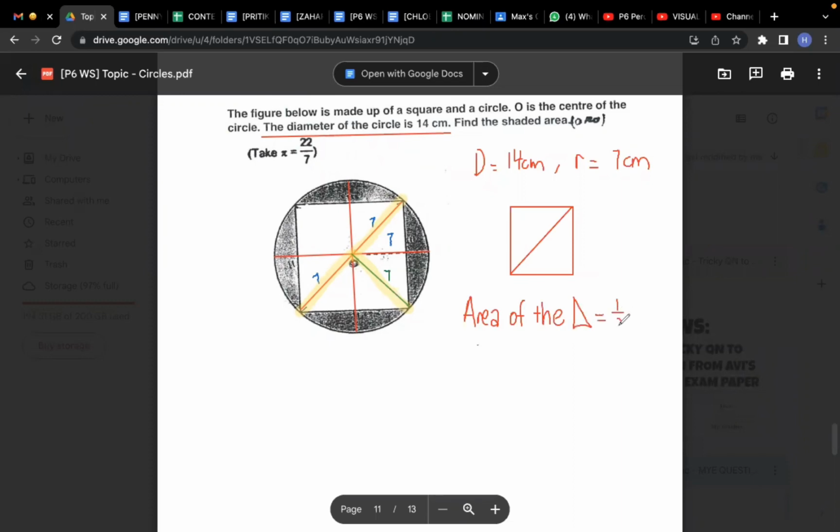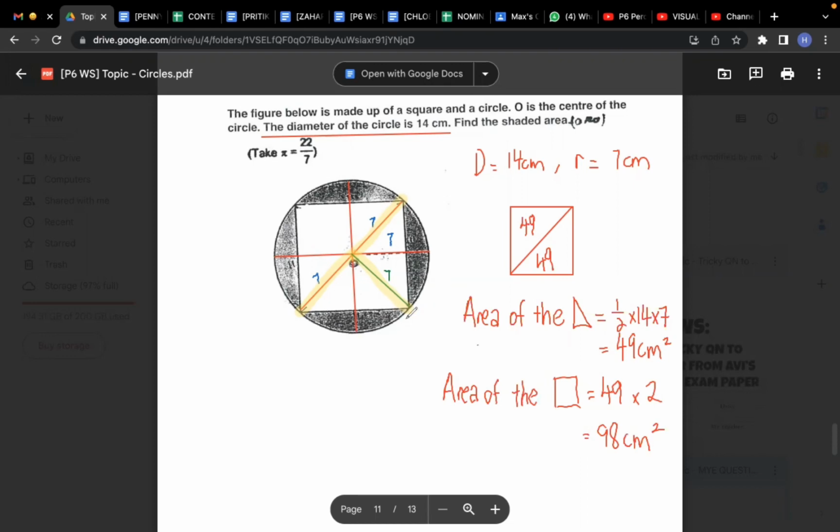We simply do half times 14 times 7, and that gives me 49 centimeters square. So this is 49 centimeters square and this will also be 49 centimeters square. So I know that the area of the square is simply 49 plus 49, or you can just do 49 times 2, and that gives you 98 centimeters square. So we are on the right track because we know the area of the square.